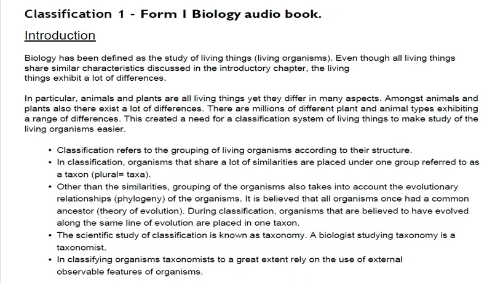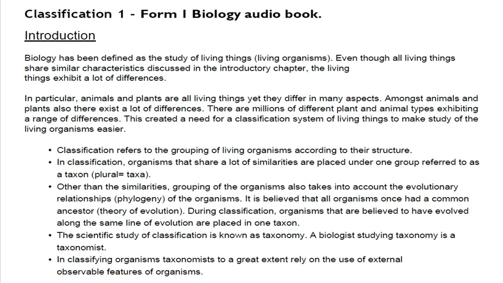Other than the similarities, grouping of the organisms also takes into account the evolutionary relationships, phylogeny, of the organisms. It is believed that all organisms once had a common ancestor, theory of evolution. During classification, organisms that are believed to have evolved along the same line of evolution are placed in one taxon.